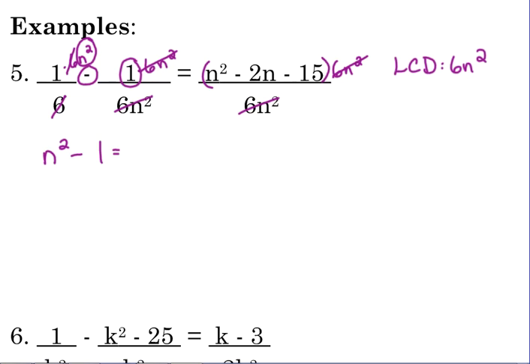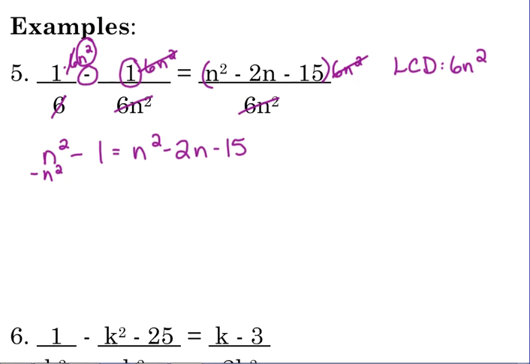And then that is equal to, the 6n squareds cancel, so it's n squared minus 2n minus 15. Notice I dropped the parentheses because it's not being multiplied by anything. There's not a negative in front. Okay, so this looks like a quadratic equation. The ones that we've done so far have all been linear. It looks quadratic, so if it's a quadratic, it must be equal to 0 before we can solve.